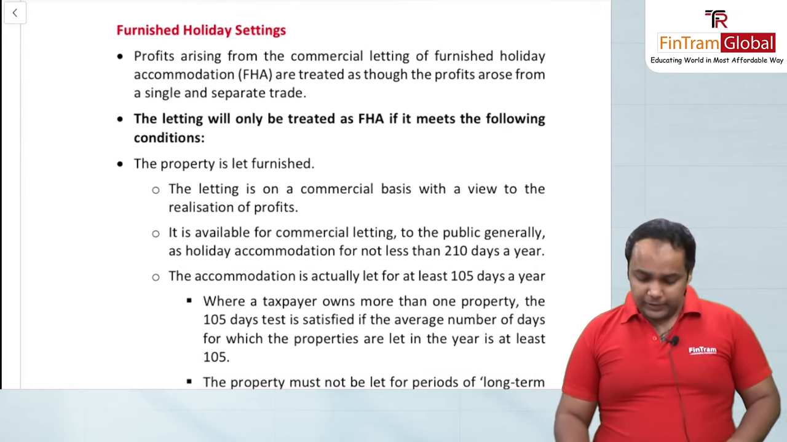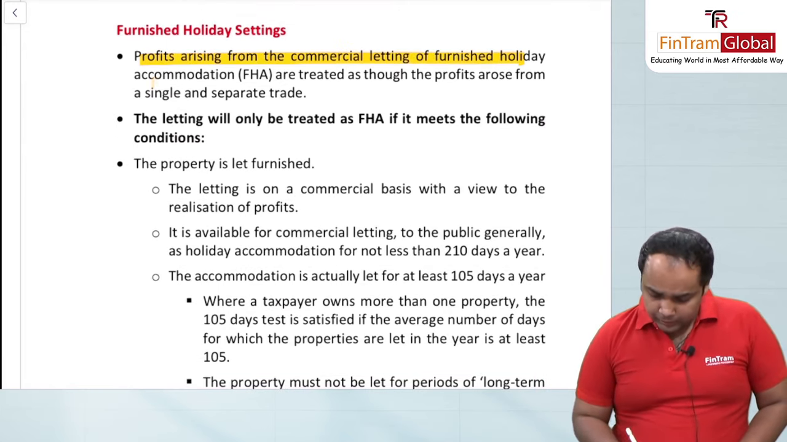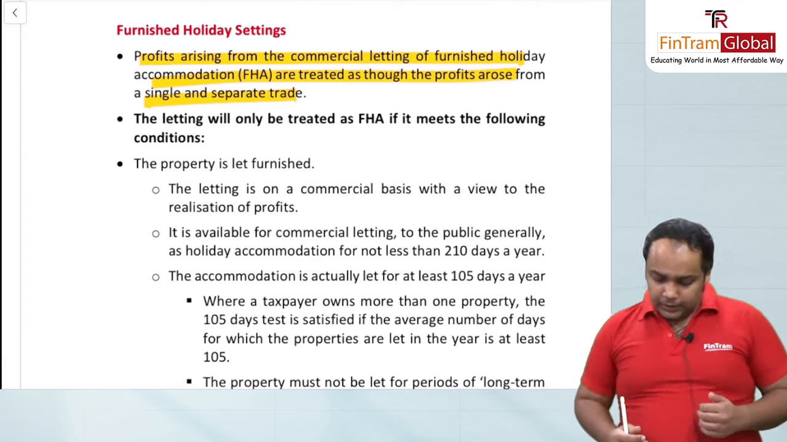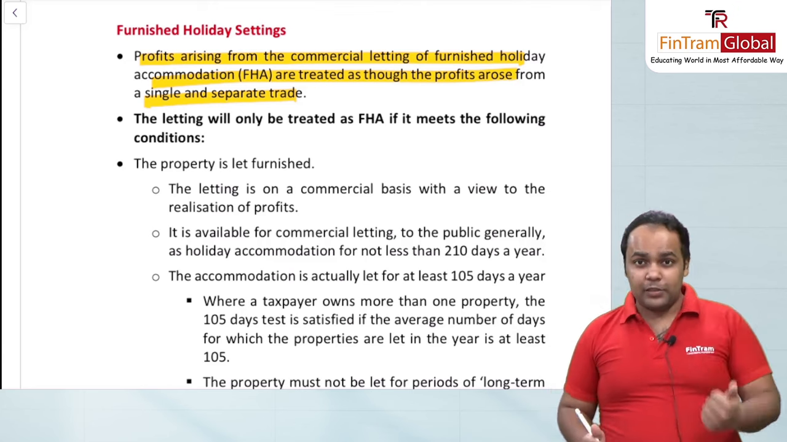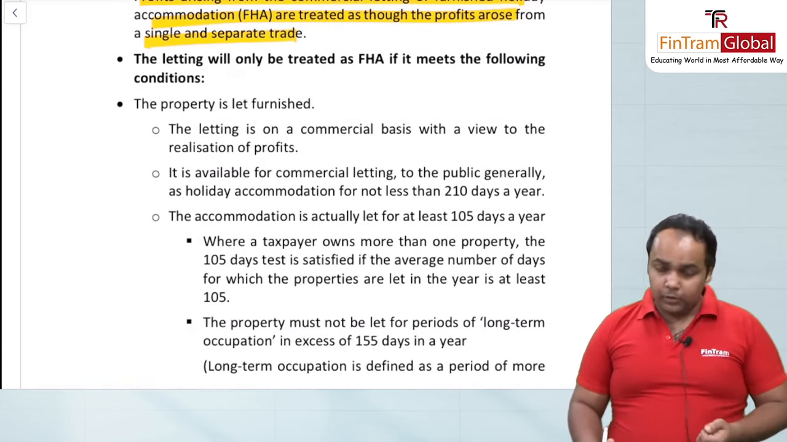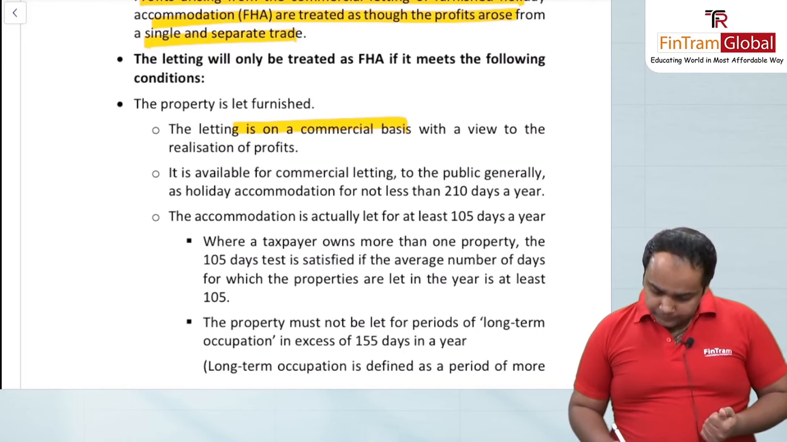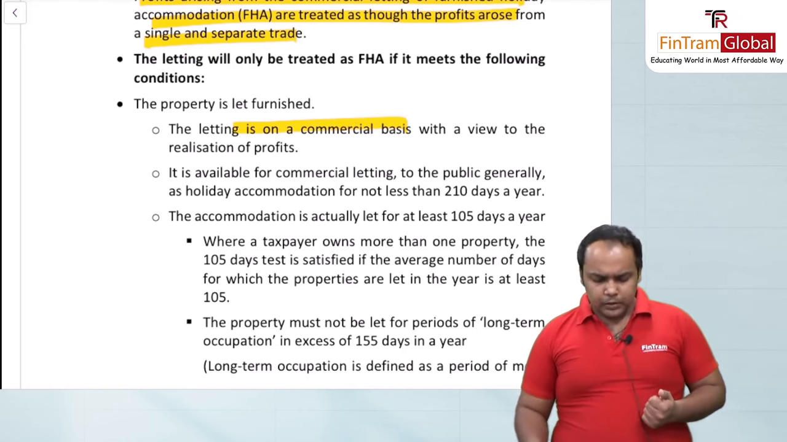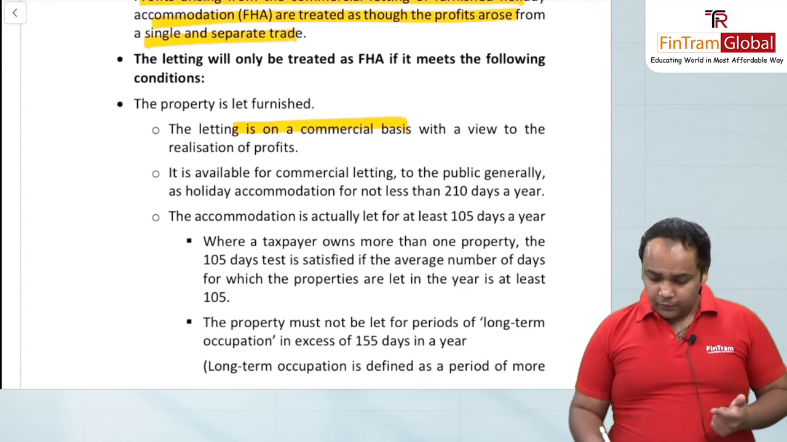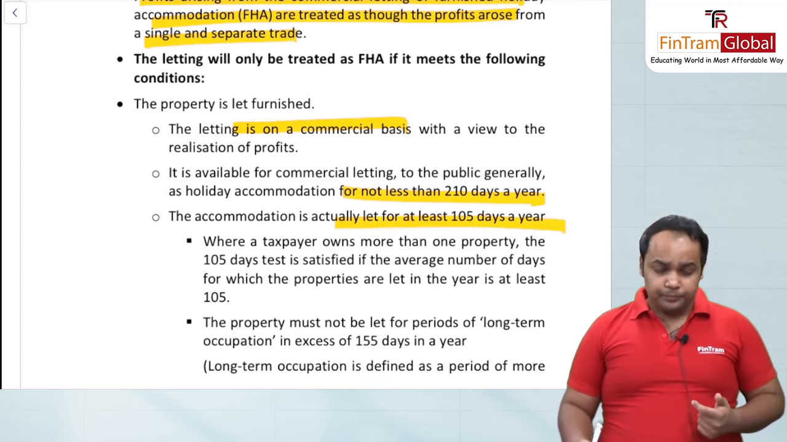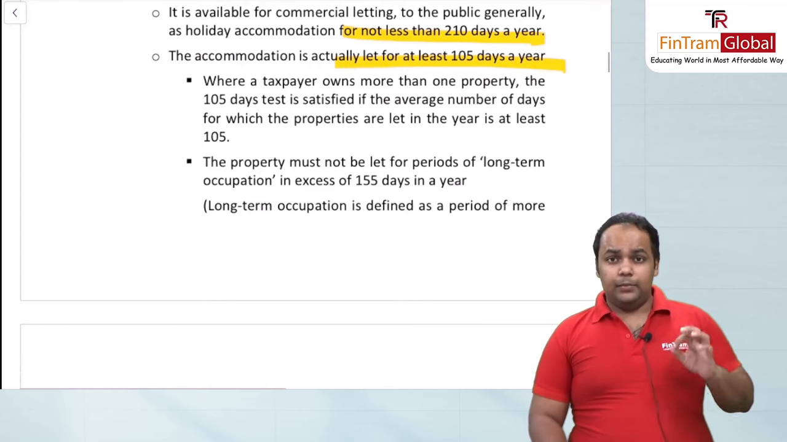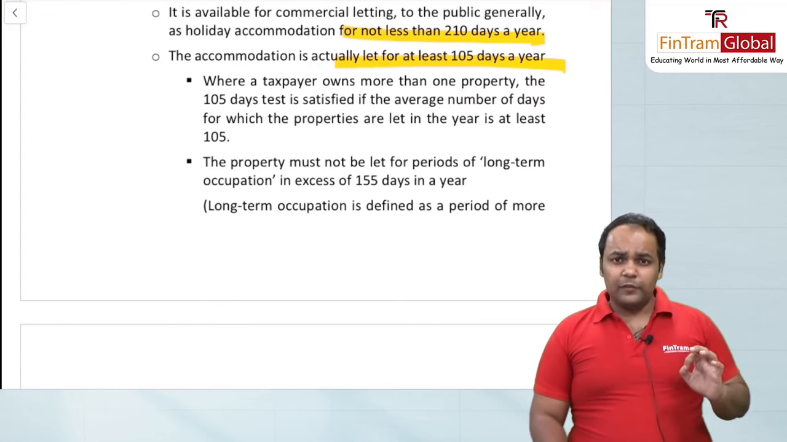On furnished holiday lettings, it's treated as a separate trade, so you have to calculate it independently. Now, furnished holiday lettings have certain eligibility conditions: it must be let on a commercial basis for at least 105 days in a year, and must be available for letting for at least 210 days a year. So all of these will be furnished holiday lettings.